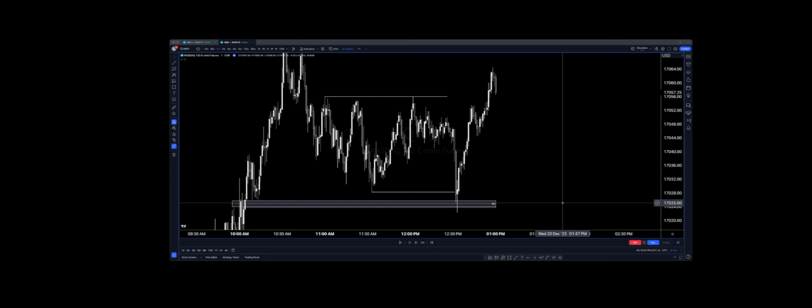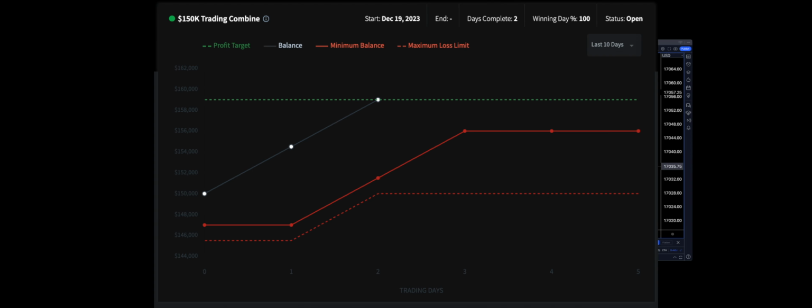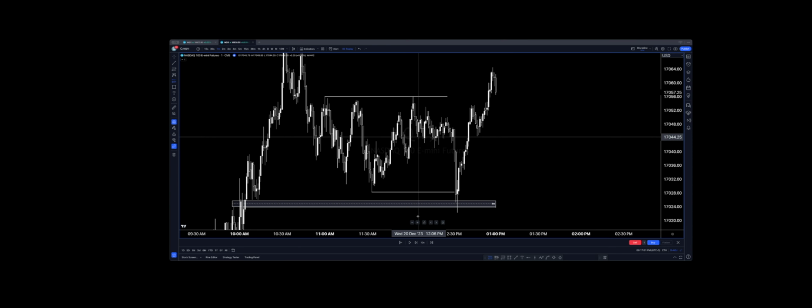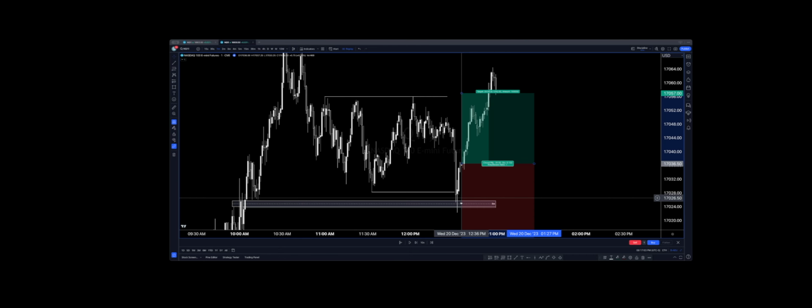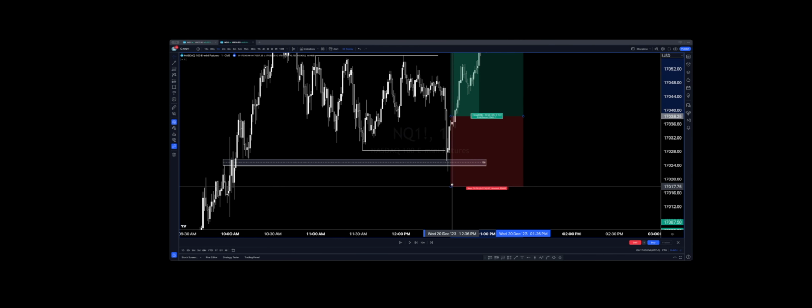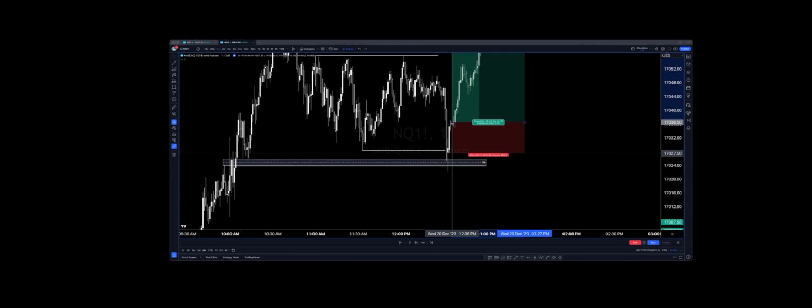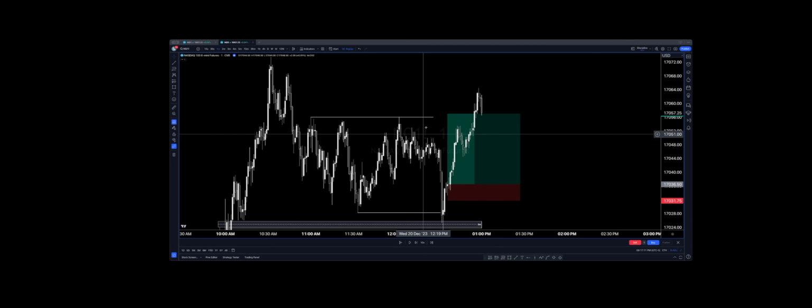Alright, so for our first example here, I'll show you guys a trade I took today on my eval. I passed my 150k, and this is a trade I took. My entry was around here. Stop loss right below this fair value gap. And I target these equal highs.